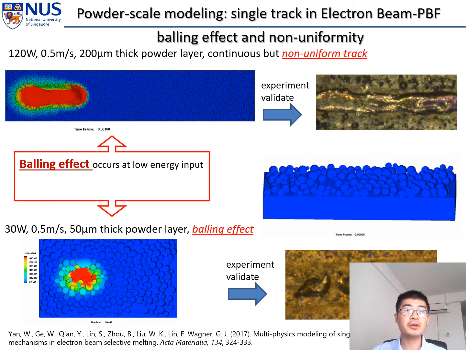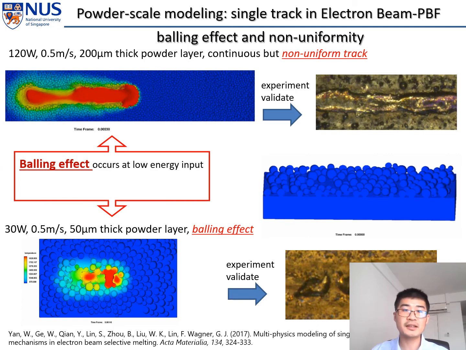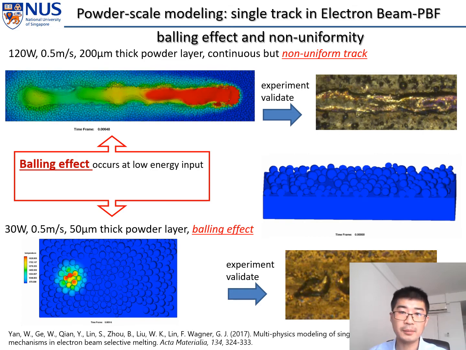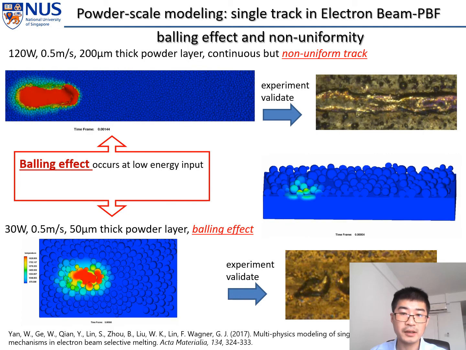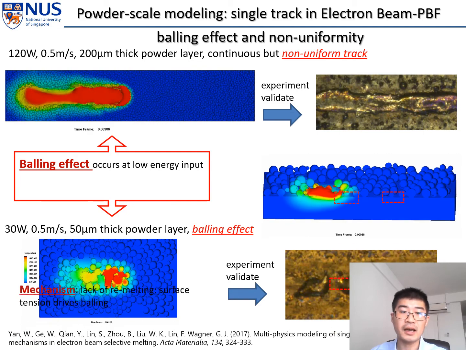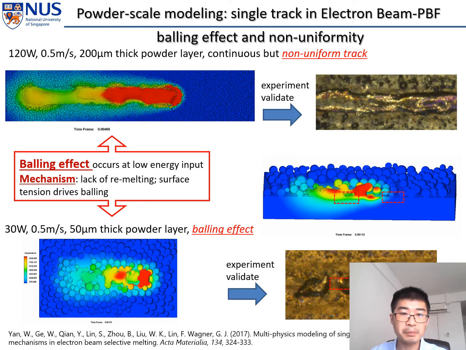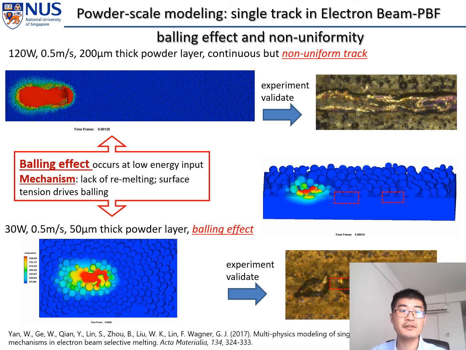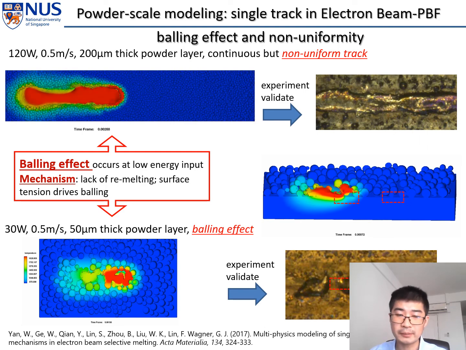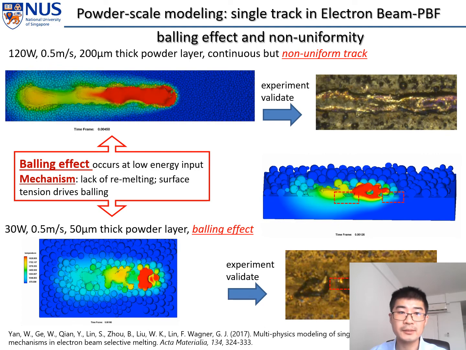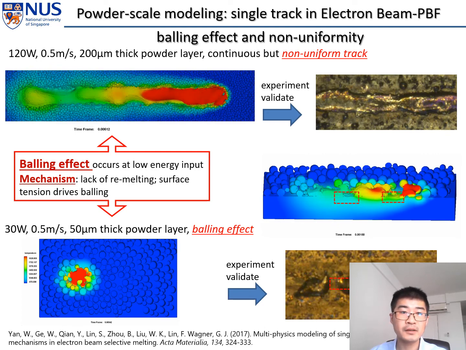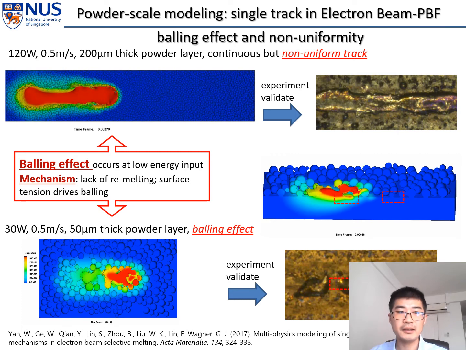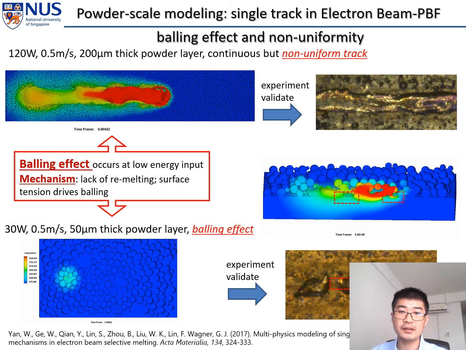We use this powder scale model to investigate the balling effects and non-uniform track that are observed in the experiments, and we can better understand the underlying physics. So for the balling effect, it's mainly due to the lack of remelting of the substrate, and then surface tension will drive the balling. And for the non-uniform track, when the molten pool is long, the fluctuation of surface tension will induce flow instability, and then there will be the non-uniform track.